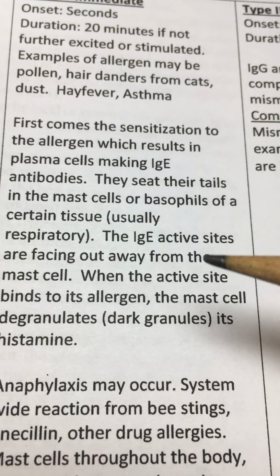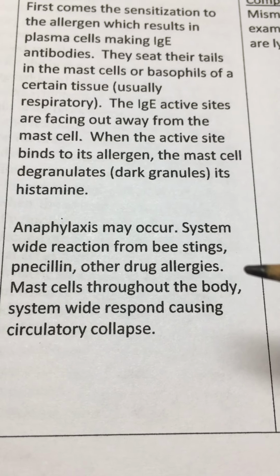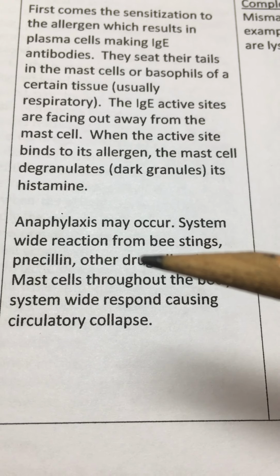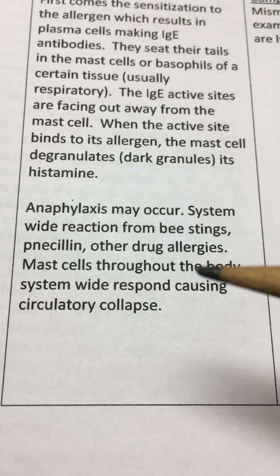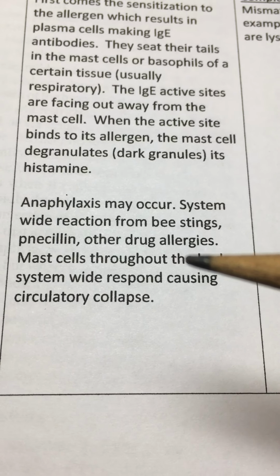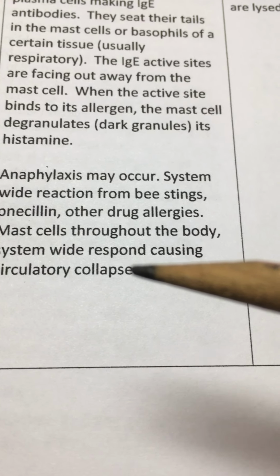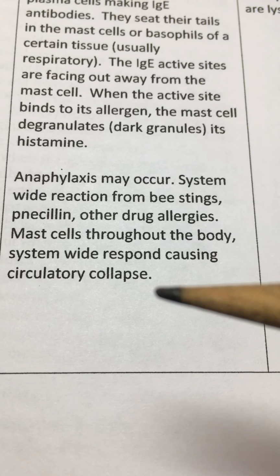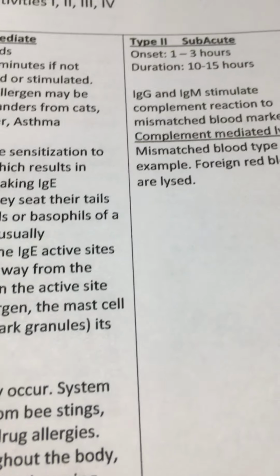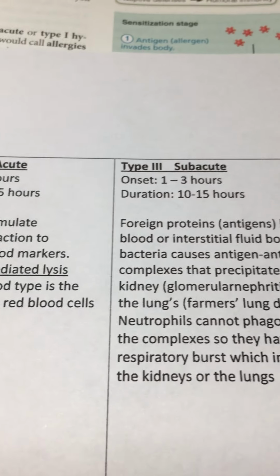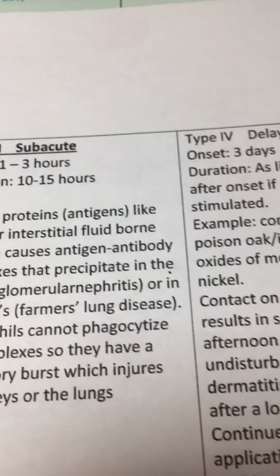The ultimate example of that would be anaphylaxis, which is a system-wide reaction from oftentimes bee stings, penicillin, I spelled that a little bit wrong there, sorry, other drug allergies. There's a wide variety of drugs that will cause allergies in some individuals. And basically the mast cells throughout the body will be activated, resulting in circulatory collapse. So that's everything you need to know about type 1. Type 2 and type 3 are subacute. They both have an onset of 1 to 3 hours, right?